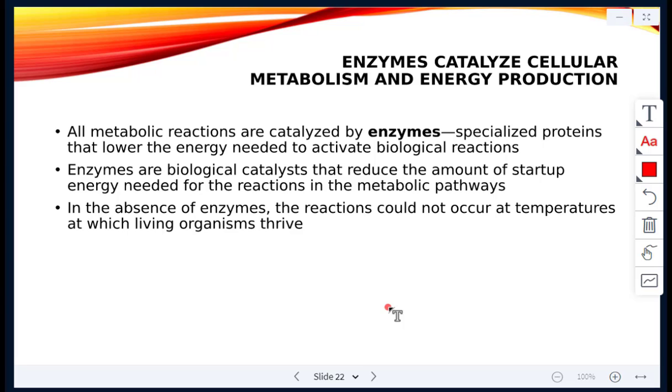All right, enzymes catalyze cellular metabolism and energy production. They're specialized proteins that lower the energy needed to activate biological reactions. So they are biological catalysts that reduce the amount of startup energy needed for the reactions in the metabolic pathways. If we didn't have enzymes, the reactions could not occur at the temperatures at which we, as living organisms, thrive. So these enzymes are necessary for these metabolic reactions.